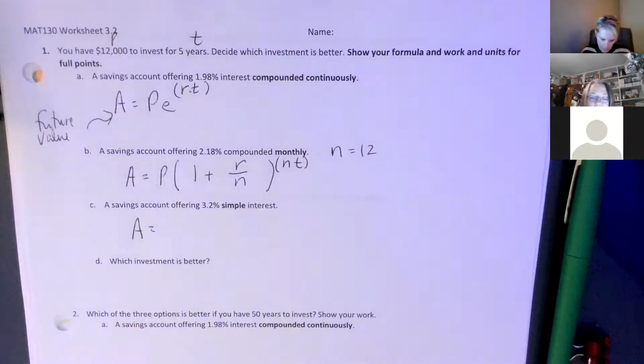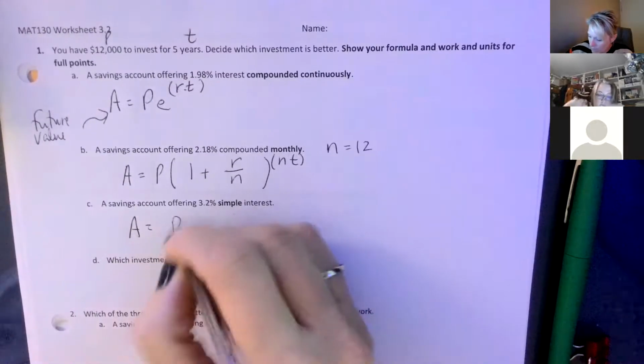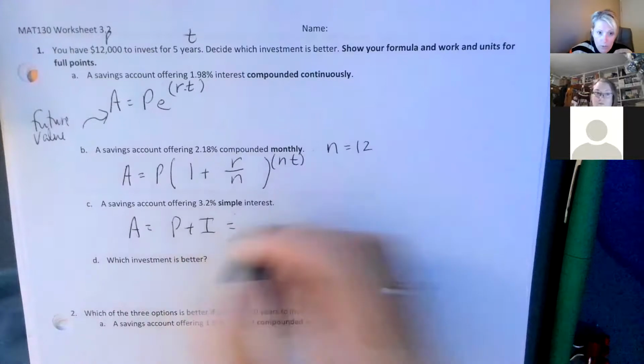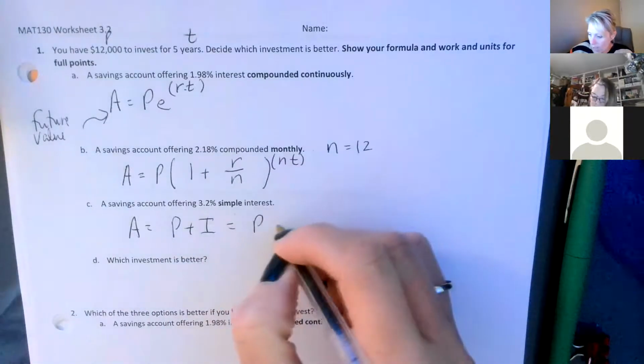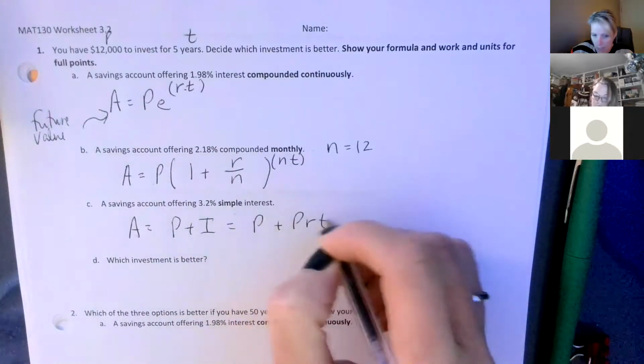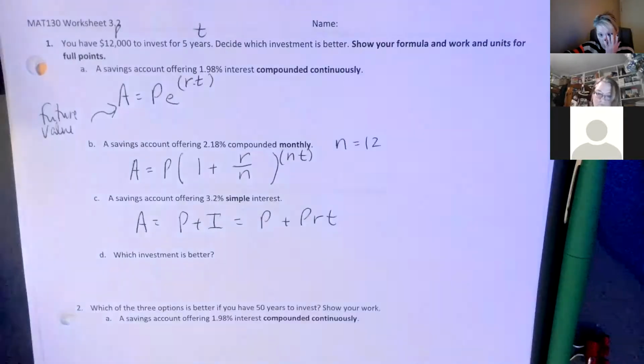So would I use A equals P plus I, or A equals? You could do that. Yeah, you could do P plus I. Since you already know that I is really just PRT, you could think of it either of those ways. Good job.